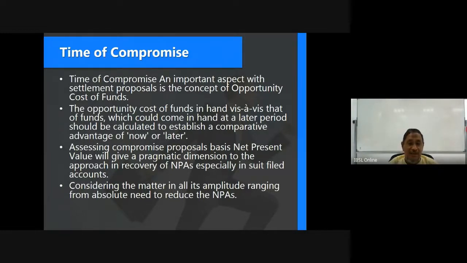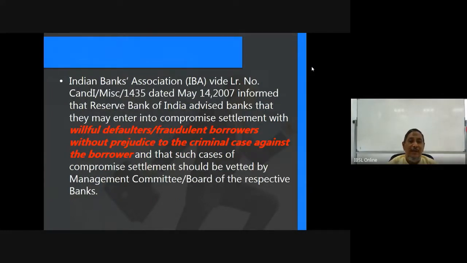Without filing action in the courts, whether the customer is offering some lesser amount than the payable amount, whether the lender can accept it and go for a settlement. It's called compromise settlement. Considering the matter in all its amplitude, ranging from the absolute need to reduce NPAs. It will reduce the NPA position.